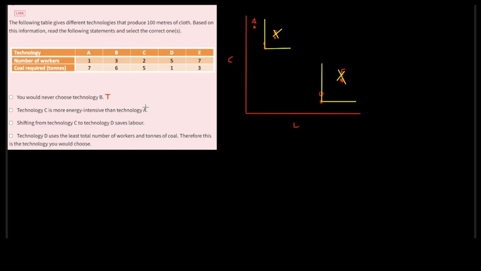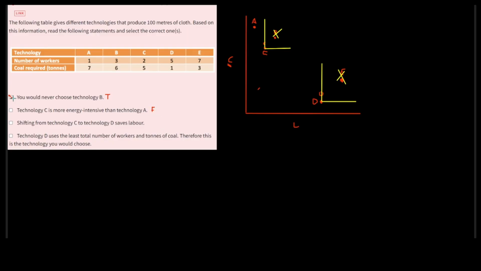Technology C is more energy intensive than A. Okay, well, sorry, I've lost track of it. Where is C? Where are all of them? Let's just rename them. So A, that was B, this guy was C, and this guy over here, that was D. Okay, so we're saying that C is more energy intensive. Well, coal, that's our energy source. No, C is not more energy intensive. A is definitely more energy intensive. So this is a false statement.